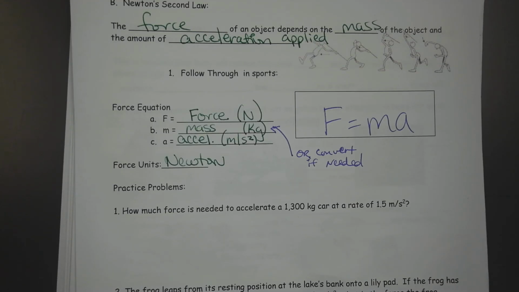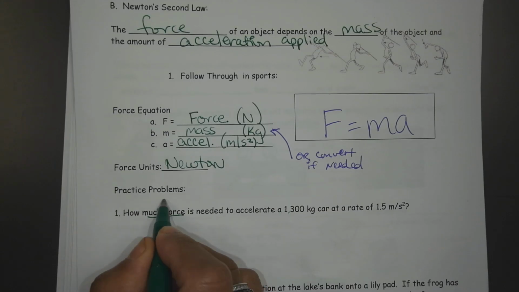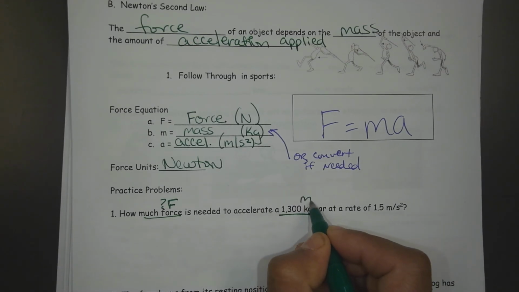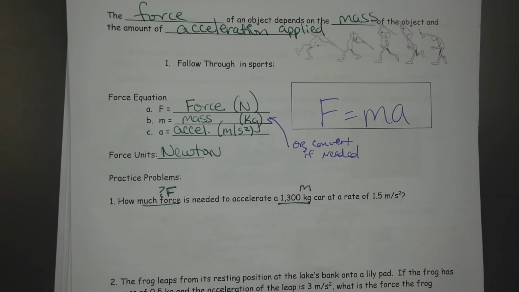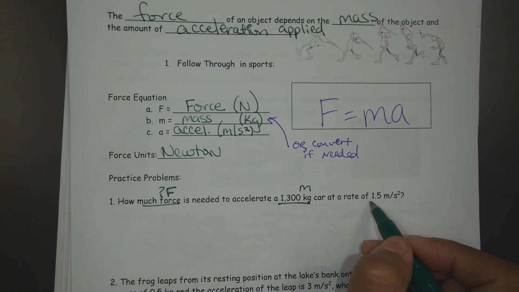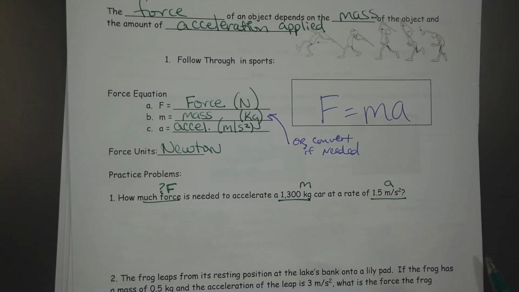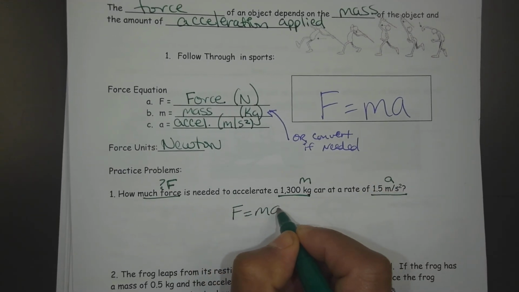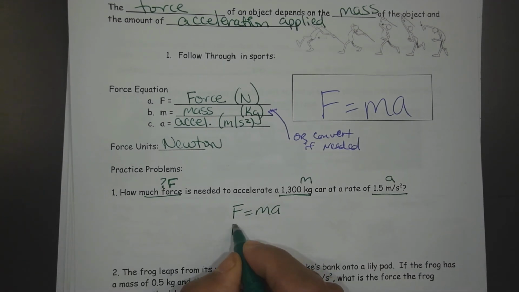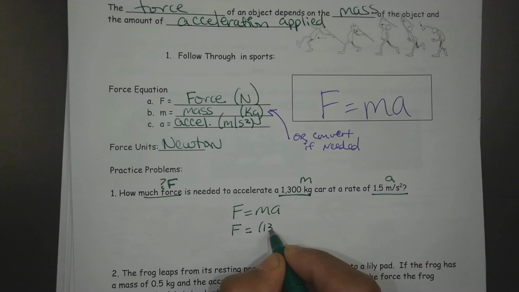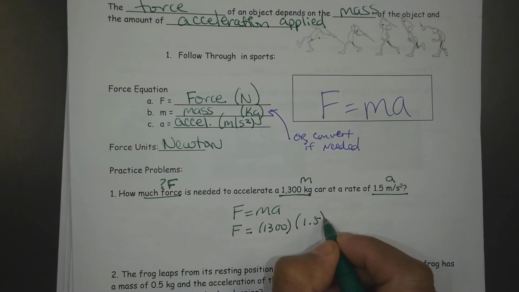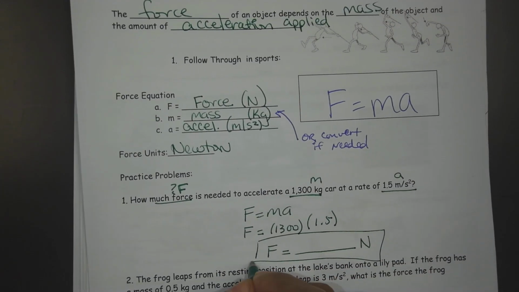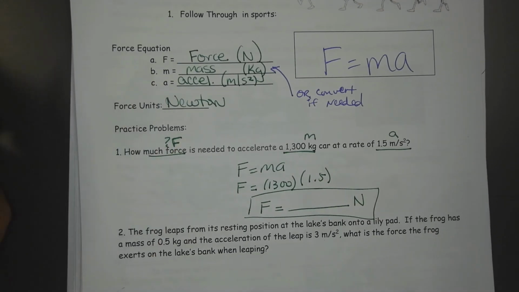Example number 1. That's an easy one. How much force, F, is needed to accelerate a car that has a mass of 1,300 kilograms, perfect units, and is moving at an acceleration of 1.5 meters per second squared? Here's my equation right here, F equals ma. I'm looking for the force. They gave me the mass in the correct units and an acceleration of 1.5. Pretty easy cheesy. There you go, not bad at all.